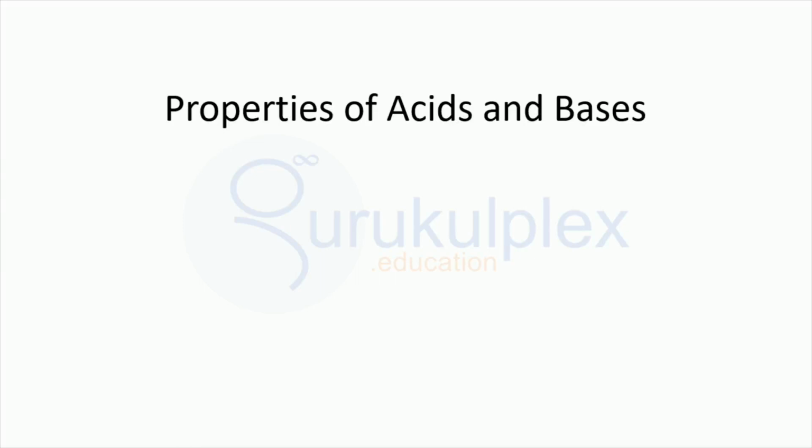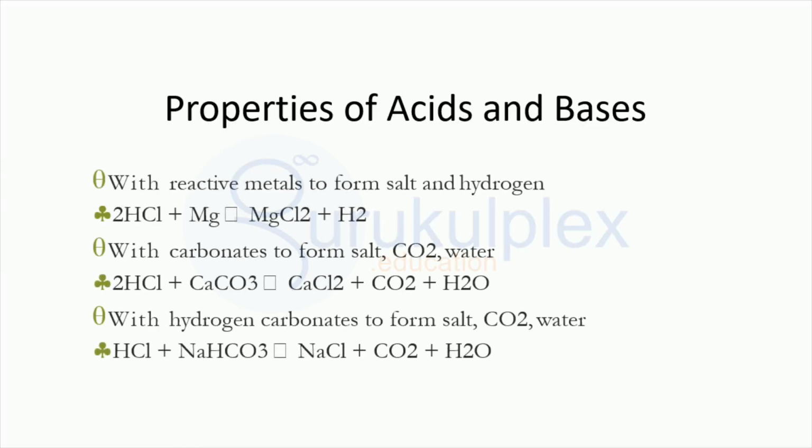Hydrochloric acid reacts with reactive metals to form salt and hydrogen. For example, 2 moles of hydrochloric acid reacting with 1 mole of magnesium produces 1 mole of magnesium chloride and 1 mole of hydrogen gas. Likewise, when 2 moles of hydrochloric acid reacts with 1 mole of calcium carbonate, it produces 1 mole of calcium chloride, 1 mole of carbon dioxide, and 1 mole of water.